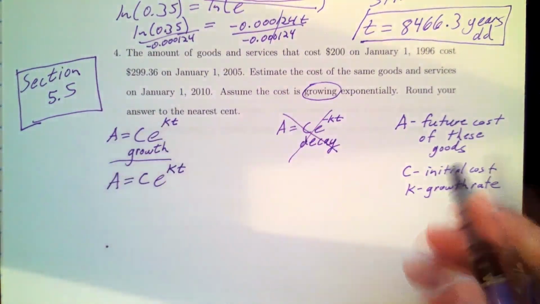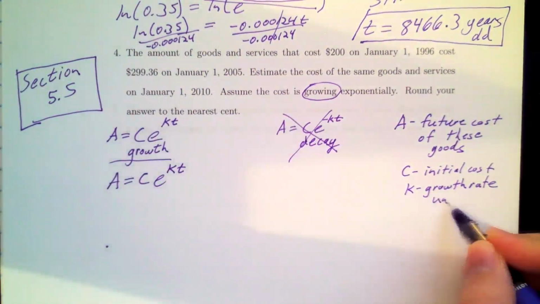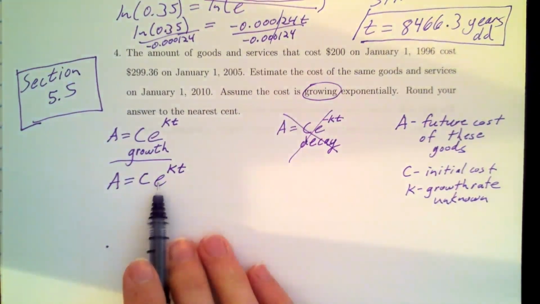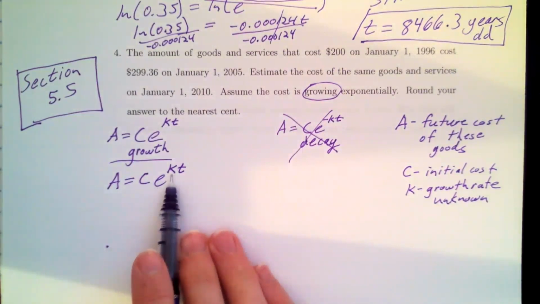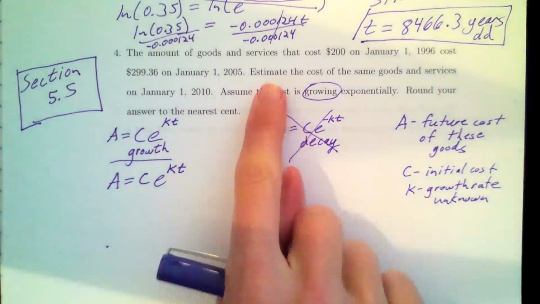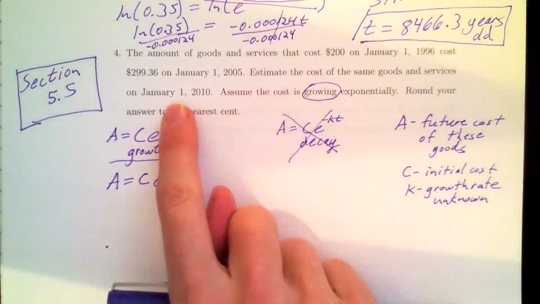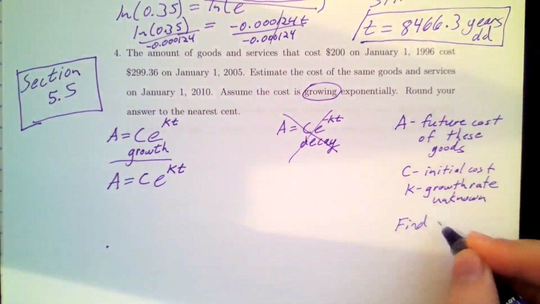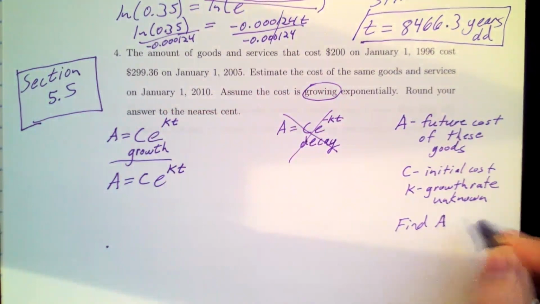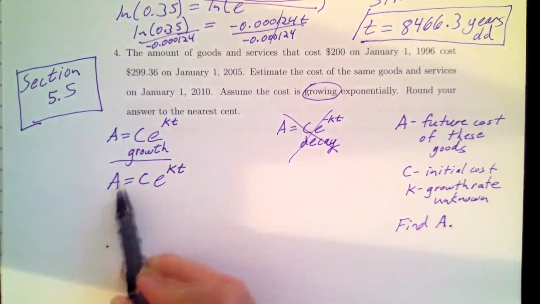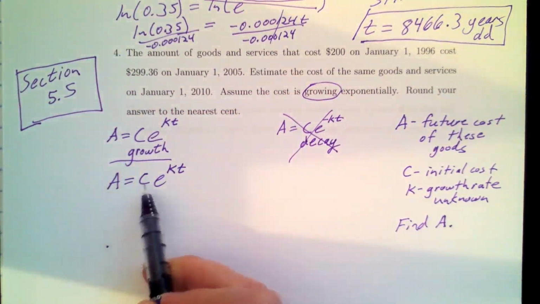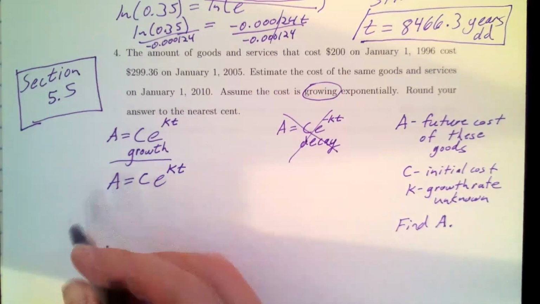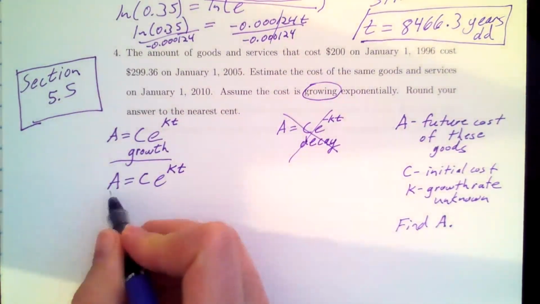So they did not give me K. Right now, K is unknown. But in order for me to use this model and do something with it, I need to know K. Since it's asking me, ultimately, to estimate the cost of these goods later, they're asking me to find a future value, A, for these goods. But if I'm going to find a future value A, I need to know C, K, and T. So I need to figure out what K is in order to be able to answer the question and find A.